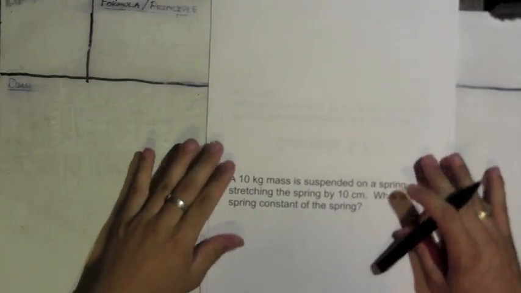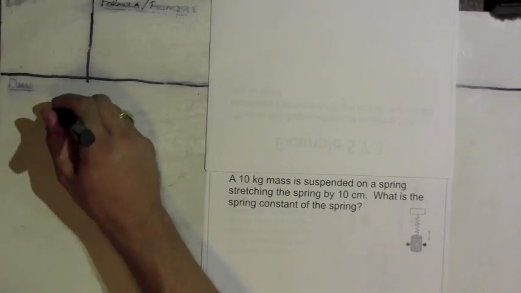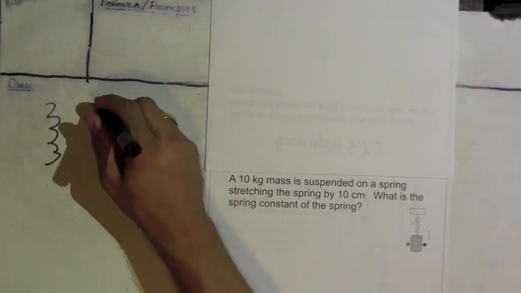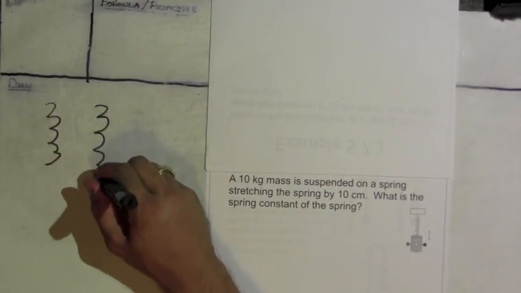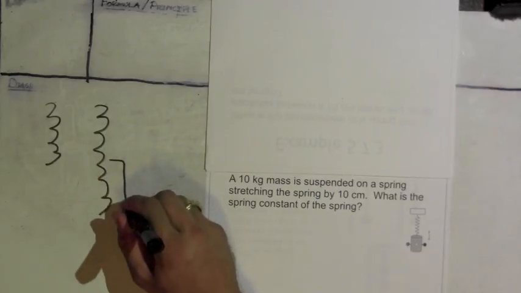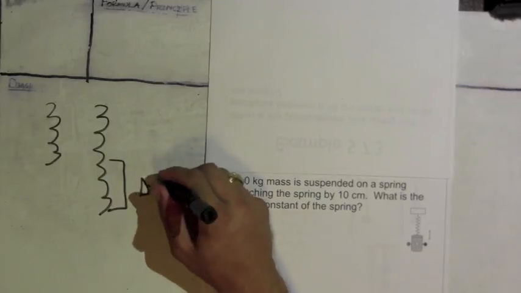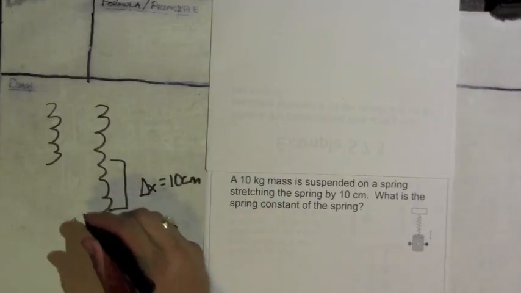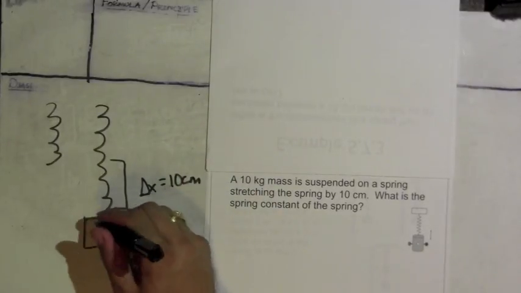In this question it says a 10 kilogram mass is suspended on a spring, stretching the spring by 10 centimeters. It says, what is the spring constant of the spring? So initially you have some sort of spring, you have no idea how long the spring is. You do know that from there it is extended such that the displacement is 10 centimeters. You know that on that spring is a mass that has a mass of 10 kilograms.